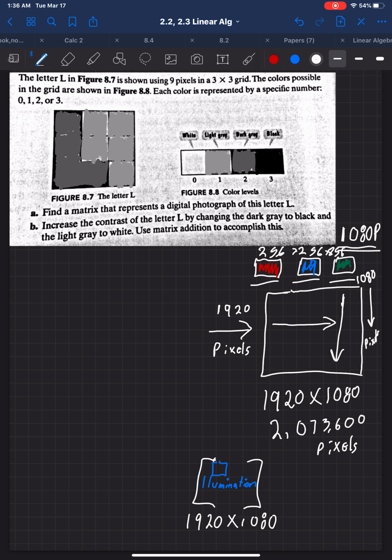Hold on. Have you started daydreaming? That's almost 17 million. I think it's 16.8 million colors that can come in this one little pixel. And you have over 2 million of them in this 1080p.